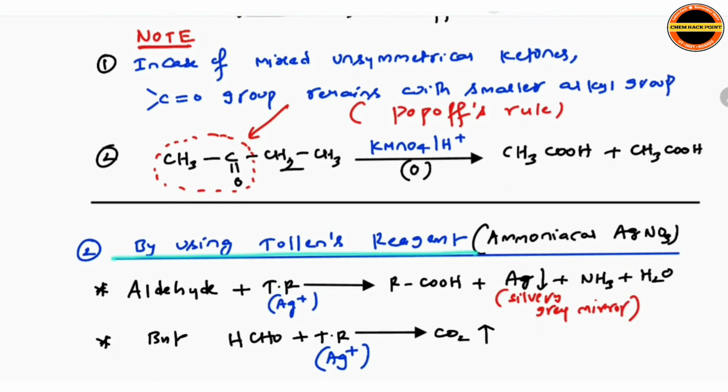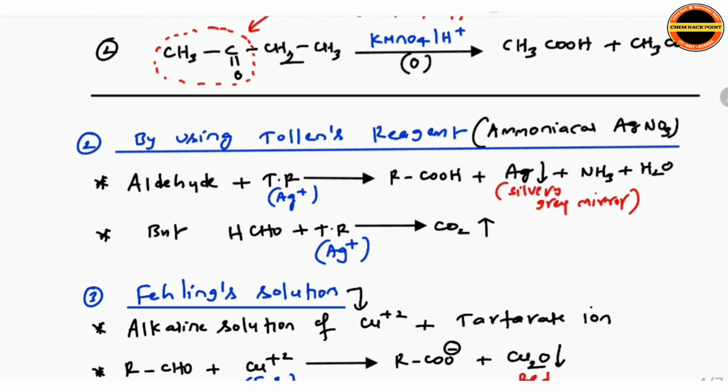Next, Tollens' reagent. Ammoniacal silver nitrate is Tollens' reagent. An aldehyde reacts with Tollens' reagent, with Ag plus coming from the reagent. The aldehyde is oxidized to RCOOH, and a silvery grey mirror is formed on the inner walls of the test tube, along with ammonia and H₂O. But HCHO, formaldehyde, reacts with Tollens' reagent and gives CO₂ gas. No silvery grey mirror is observed, only CO₂ gas.